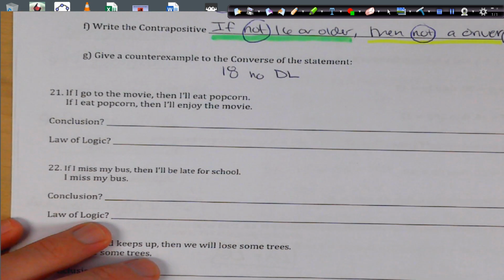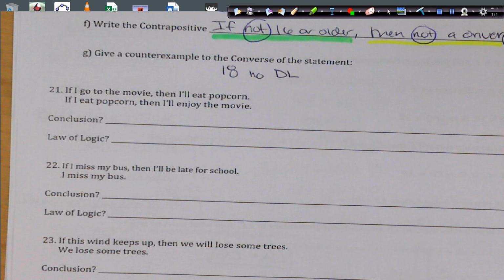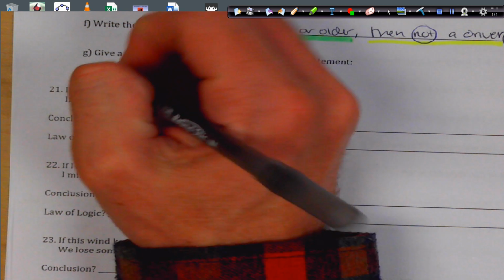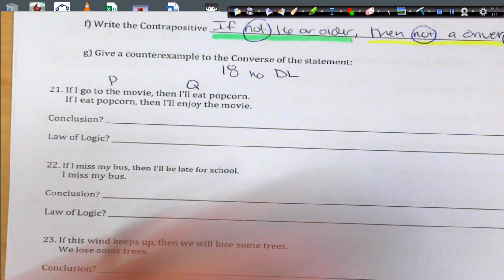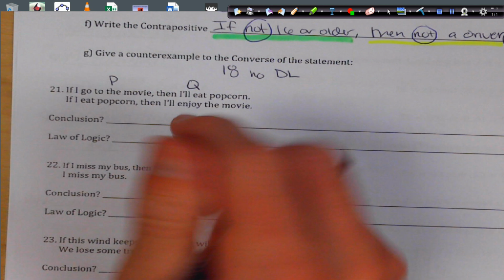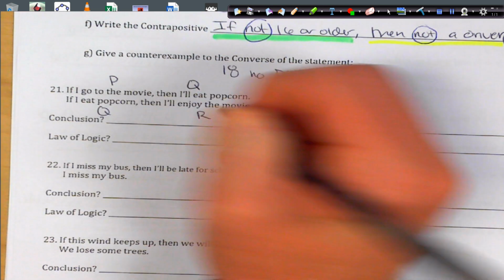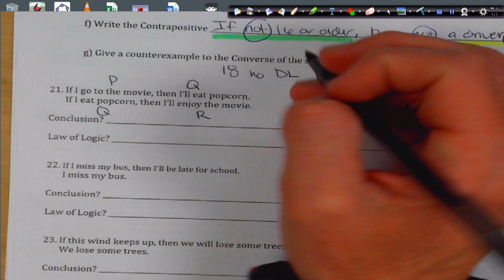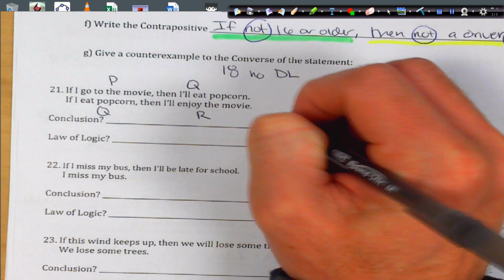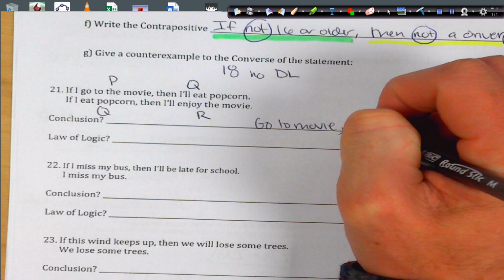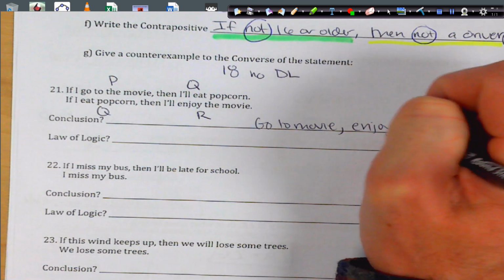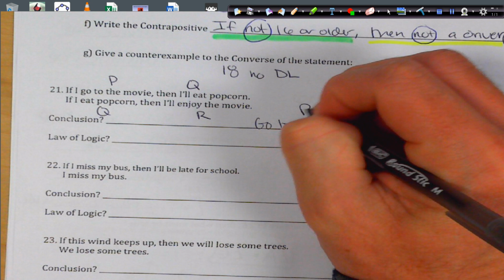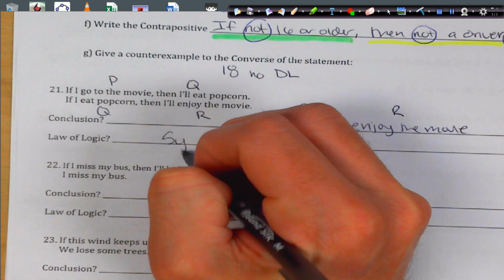All right, so here is our law of detachment and syllogism. If I go to the movies, then I'll eat popcorn. We would call that P, then Q. If I eat popcorn, see how that matches Q, that's Q, then I'll enjoy the movie, R. So you have to have that same relationship. It kind of looks like transitive. So our conclusion is you connect P to R. So go to the movie, then I'm going to enjoy the movie. And again, that's connecting P to R through this law of syllogism.